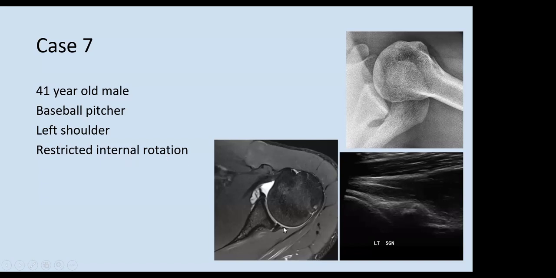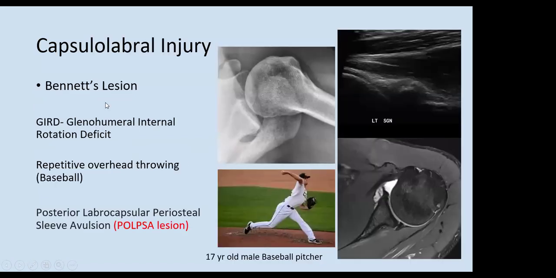This is a classic case of what we call Bennett's lesion. Bennett's lesion is caused by repetitive overhead motion, so this is the baseball pitcher. They throw the ball with quite severe external rotation and abduction of the shoulder joint to swing the ball. So they normally present with what we call the Bennett lesion. And the Bennett lesion is this calcification here that happens at the labrocapsular junction.